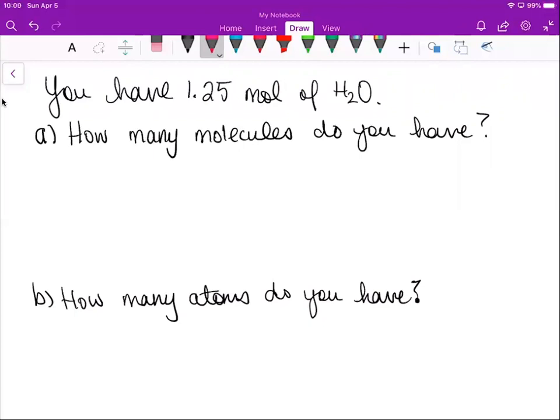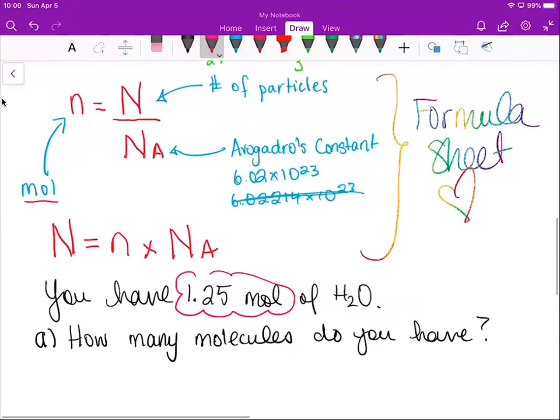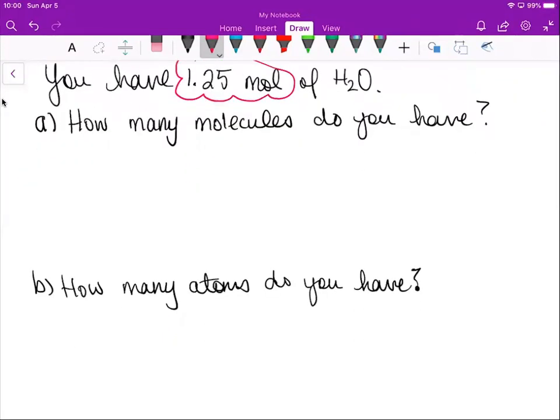So let's think about this quantity here. What exactly is it? Is it little n? Is it big N? What is it? Well, you can see from here that anything that is mole is little n. So I have little n.